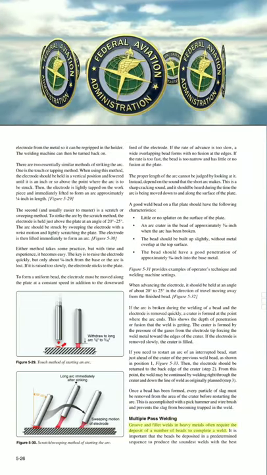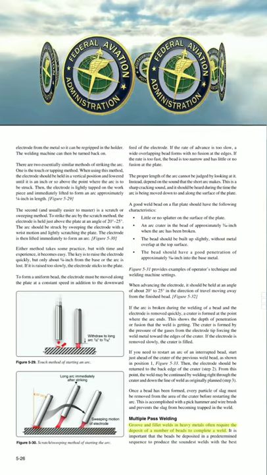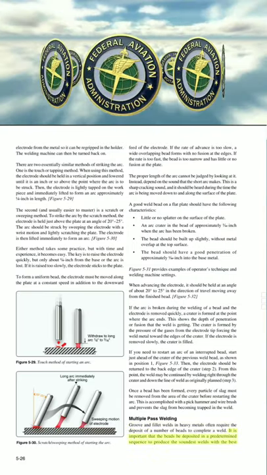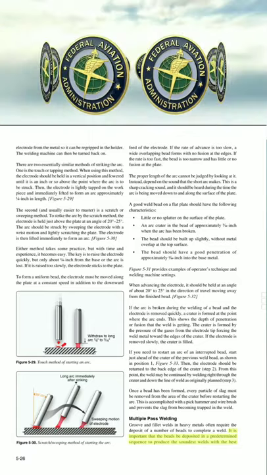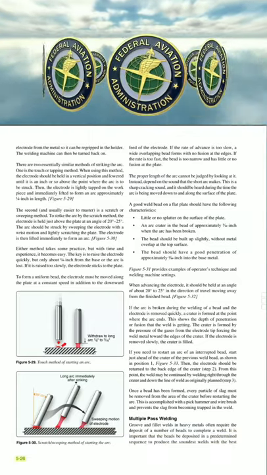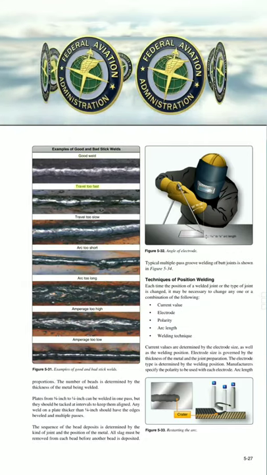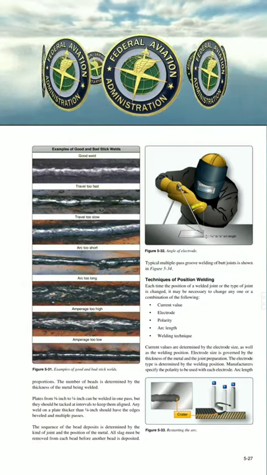Multiple pass welding. Fillet welds in heavy metals often require the deposit of a number of beads to complete a weld. It is important that the beads be deposited in a predetermined sequence to produce the soundest welds. Figure 5-26. Examples of good and bad stick welds. Good weld. Travel too fast. 20 to 25 degrees.